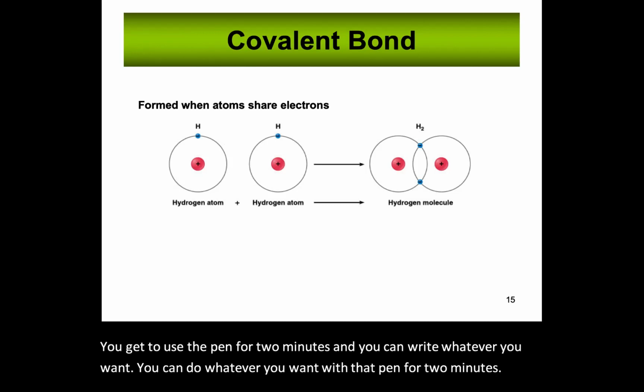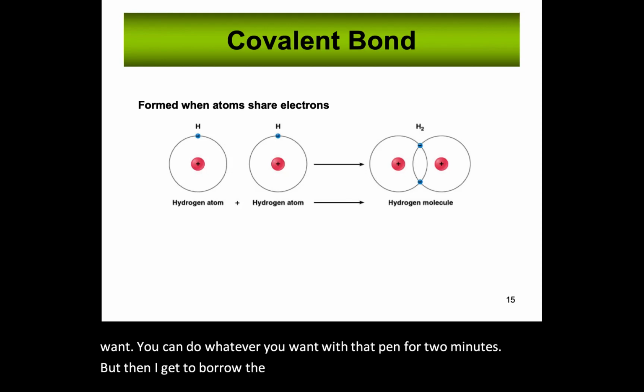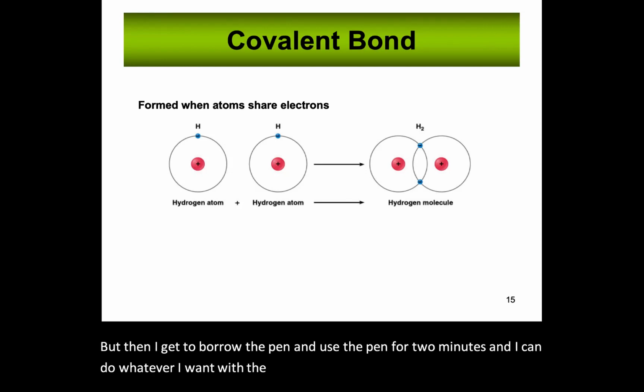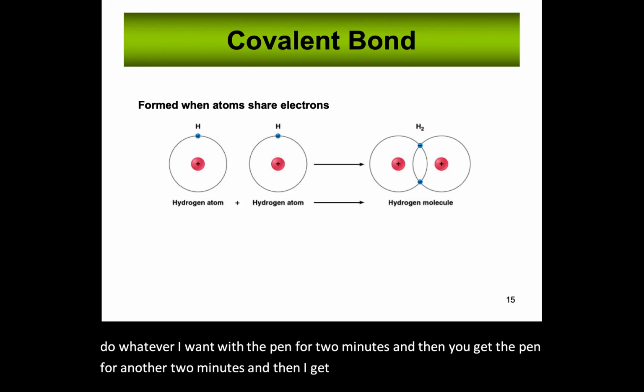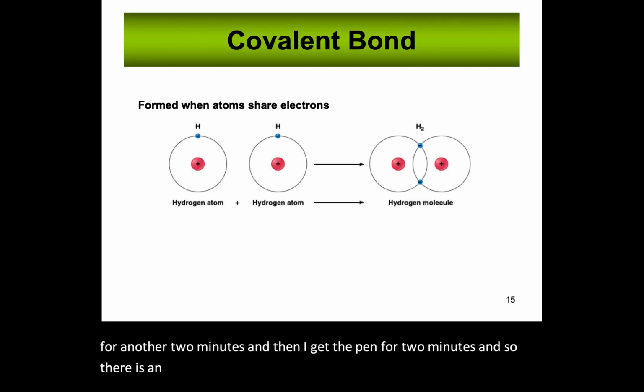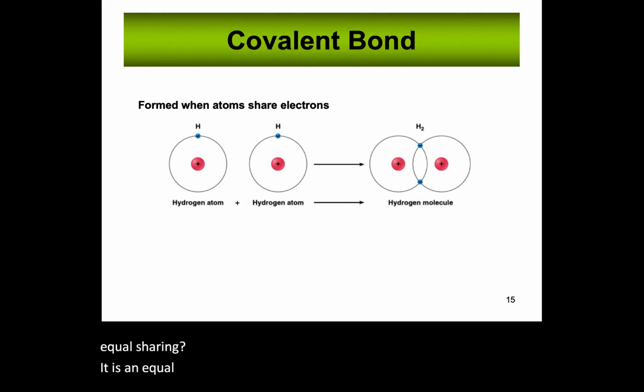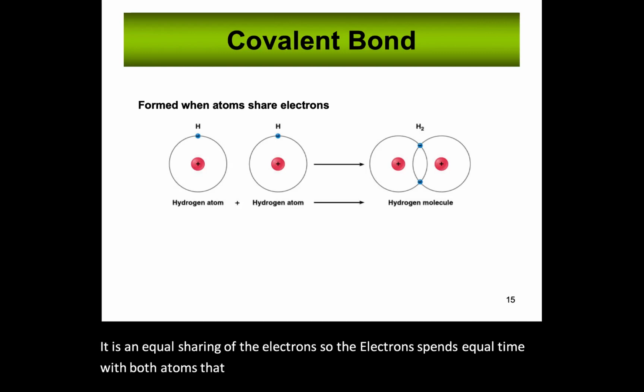But then I get to borrow the pen and use the pen for 2 minutes. And I can do whatever I want with the pen for 2 minutes. And then you get the pen for another 2 minutes. And then I get the pen for 2 minutes. And so there's an equal sharing of the pen. Well, if the pen is the electrons, it is an equal sharing of the electrons. Right? So the electron spends equal time with both atoms that are involved with the bonding.